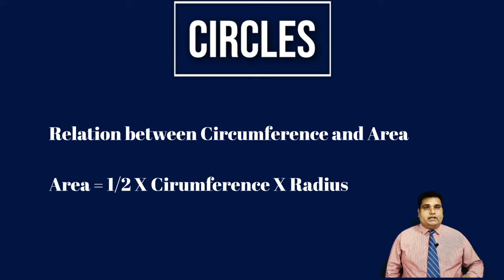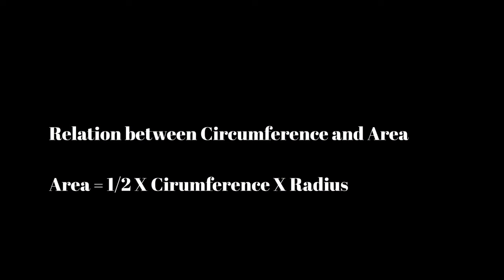Important thing is the relation between the area and circumference of a circle. We know the area is pi r square and circumference is 2 pi r. So r is common, so we can easily derive the relationship. We can say area is equal to half of circumference into radius.